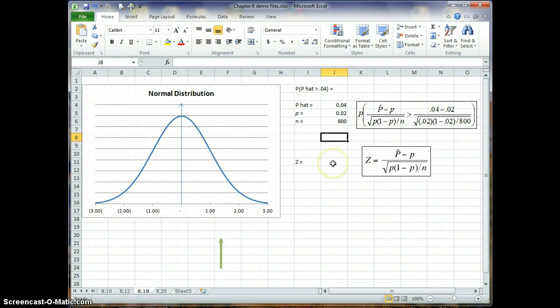So the first thing I'm going to do is do this actual calculation. So in this case it's going to be equal to, and I'm going to put this in parentheses just to keep it easier to understand, J4, which is the 0.04, minus J5, which is the 0.02. Close the parentheses, and then I'm going to divide it.